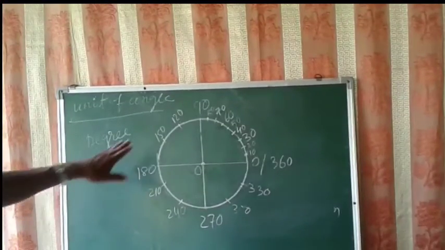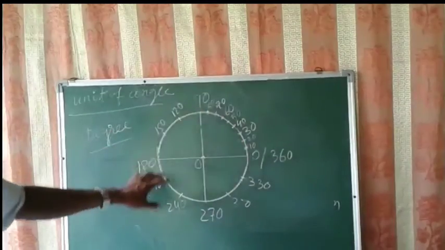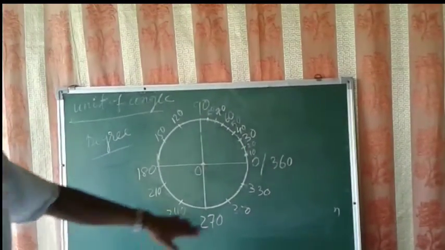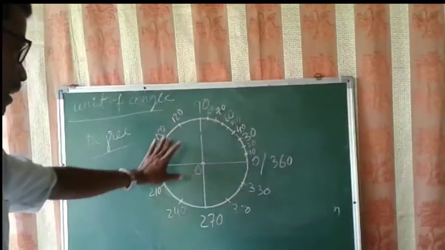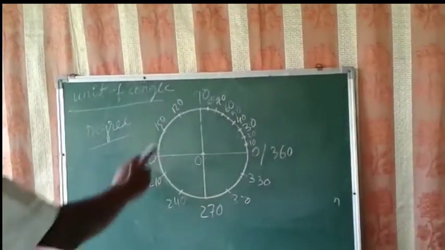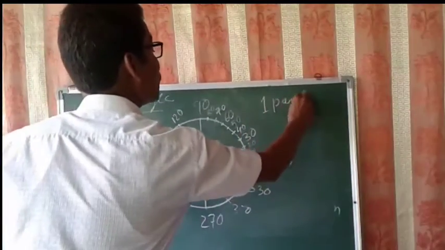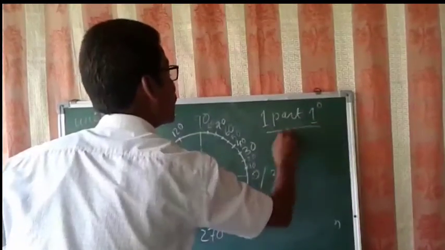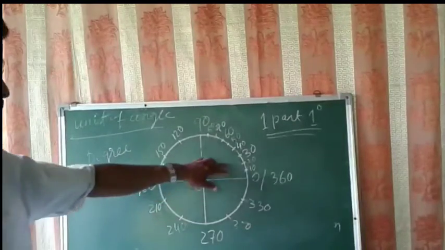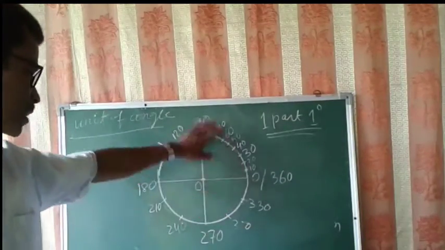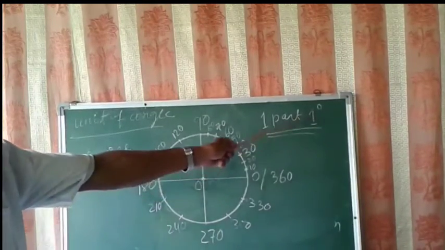That means a circle is divided into 360 equal parts. Any circle divides into 360 equal parts, so one part is known as 1 degree. I repeat it again: any circle divided into 360 equal parts, and one part is known as 1 degree.